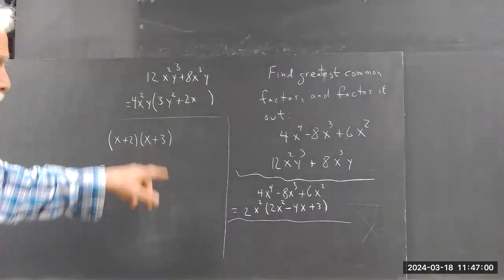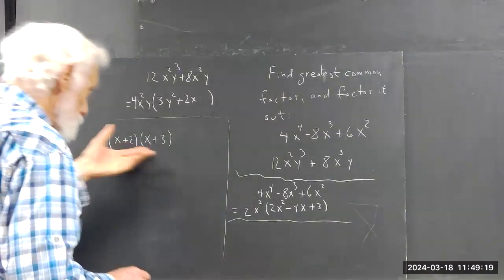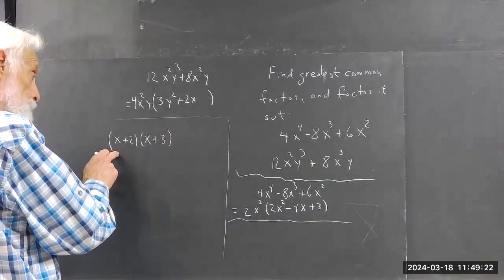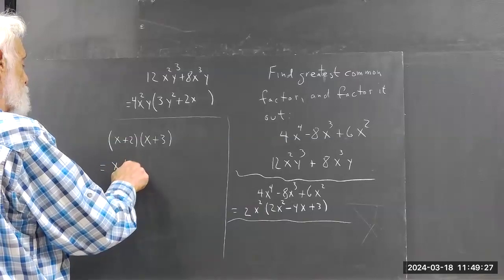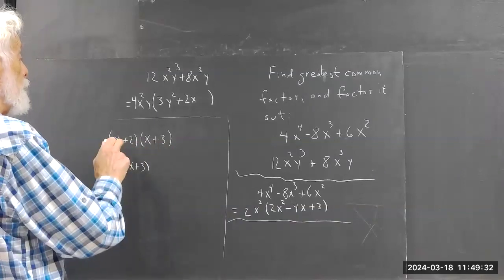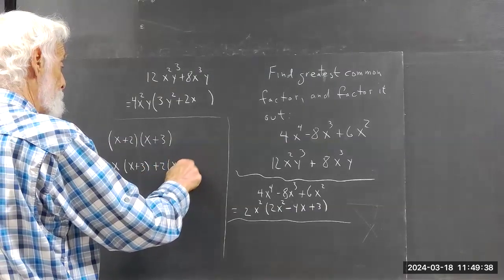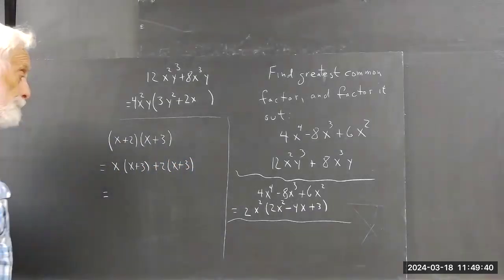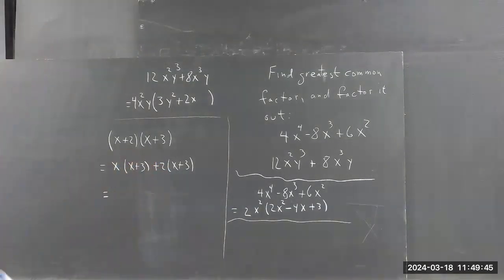Multiply this out for me, x plus 2 times x plus 3. Okay, well, we need to understand how the distributive law applies here. X plus 2 times x plus 3 means x multiplied by x plus 3, because this x is multiplied by the x plus 3, and the plus 2 is multiplied by x plus 3. Okay, so what do you get when you finish this up? Go ahead and finish it from there.